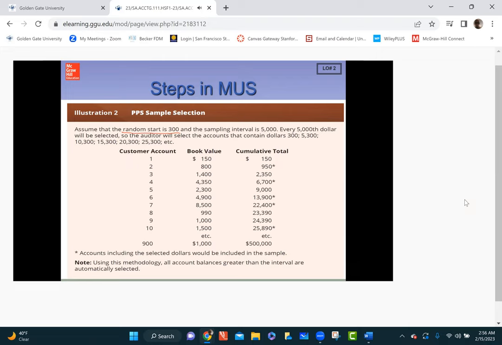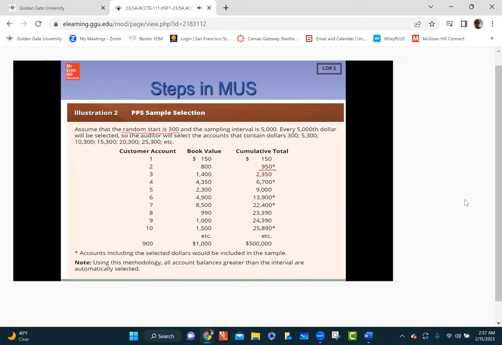So we come to the first person, Adams. Adams' book value is $150. I haven't found my $300 yet. So I go to the next account, Burns. I add in 800, and now the cumulative total is 950. That star means I'm going to send out a confirmation to customer account number two, because that customer contained my $300. I didn't have $300 in the first one, so that one can't have my $300. But when I add in the 800, now I have $950, so at some point in the middle of account number two, I found my $300. So I send the confirmation out to that individual.